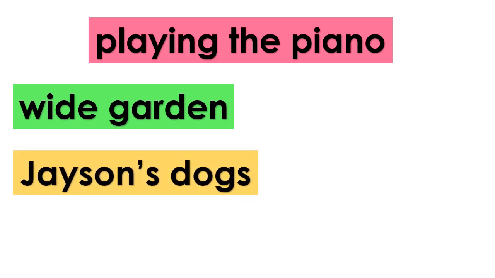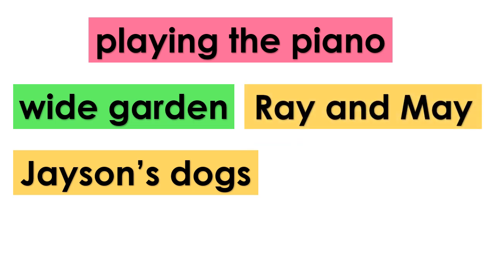Jason's dogs. Oo nga, may dog nga si Jason. Pero ano ginagawa nila? Wala. Sinabi lang na may dog si Jason. Pwede yun na, these are the dogs of Jason. That is a complete sentence. But here, Jason's dogs, wala lang. Dog lang, Jason. Pero anong ginagawa nila? Or nasaan ito? Hindi nakalagay. Kaya, this is an example of a phrase.